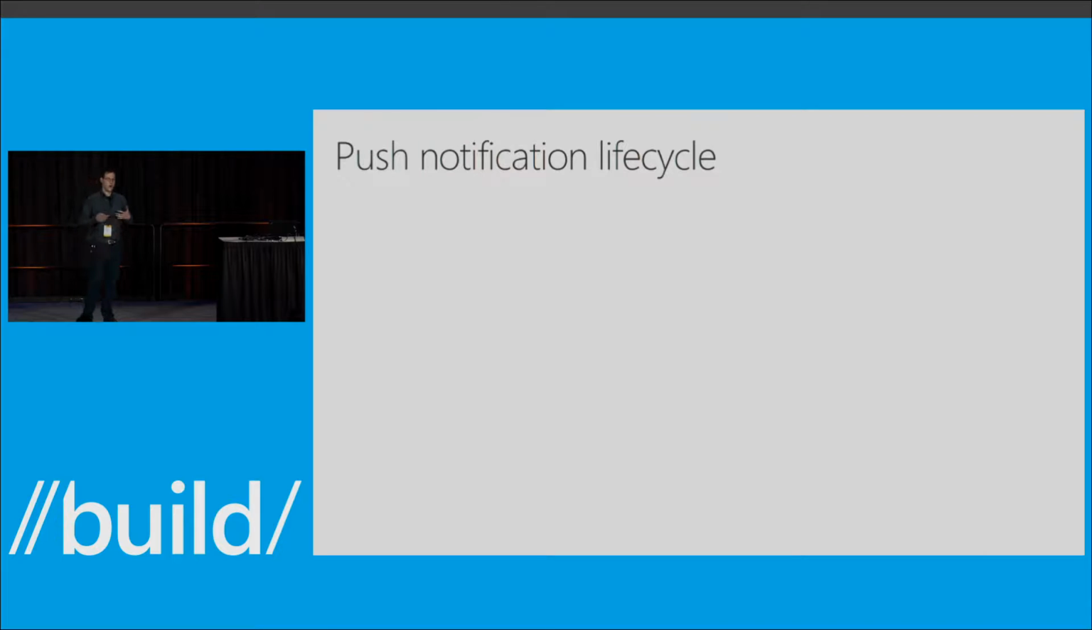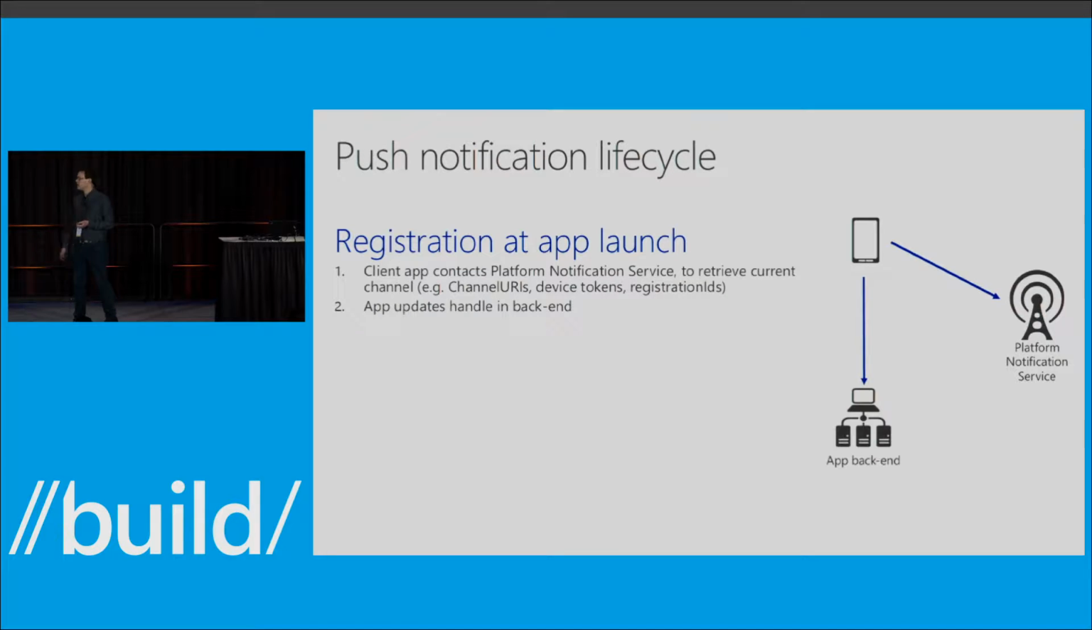So what is the push notification lifecycle? Here I will probably go a little bit fast because everybody seems to be familiar with it. The device contacts a platform notification service. And every platform has its own. The interaction is slightly different. As a result of this interaction, the device obtains some form of temporary address. We usually call them handles or channels. They're called channel URIs in the Windows platforms. They're device tokens in the Apple world. They're registration IDs for Google Cloud Messaging and Amazon Device Messaging.